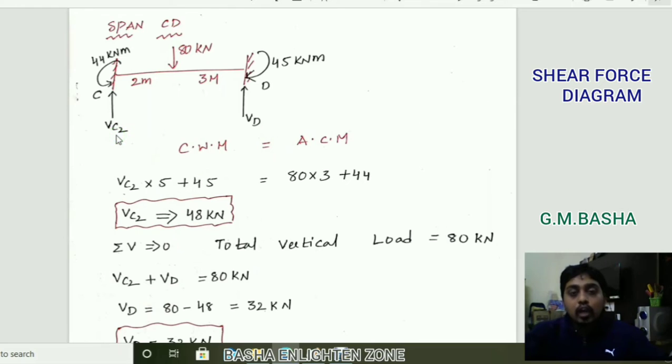See here, clockwise moments equal to VC2 into distance, which is 5 meters, acting clockwise up to point D. So VC2 into 5 meters plus another reaction, which will be a clockwise moment, that is 45 kilonewton meter. So I am taking 45 kilonewton meter here. Then what are the anti-clockwise moments acting on this span? One will be 80 into 3, which is acting anti-clockwise here. Similarly, another anti-clockwise moment will be 44 kilonewton meter. So I am taking it directly.